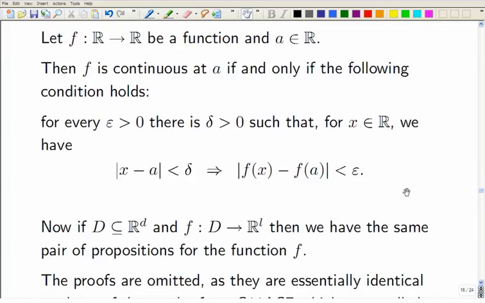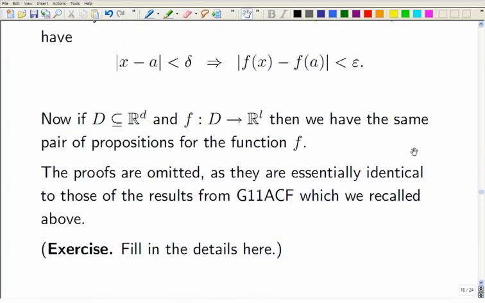So what happens in D dimensions and L dimensions? Well, you get exactly the same pair of propositions. I won't prove them because the proofs are the same as the proofs that you've got from last year. But in case you're a bit fuzzy on those proofs, I suggest you look at those proofs from last year, translate them into the language from this year, and make sure that these two claims I've got here are true.